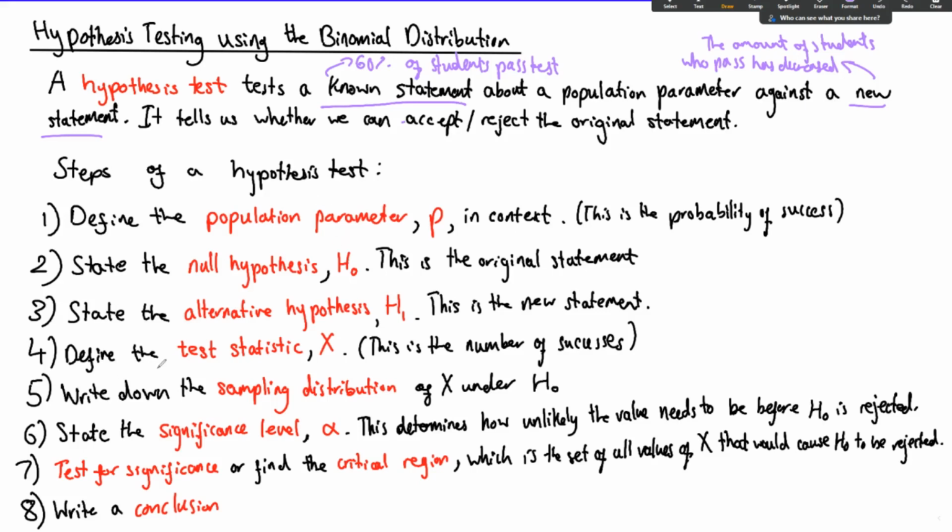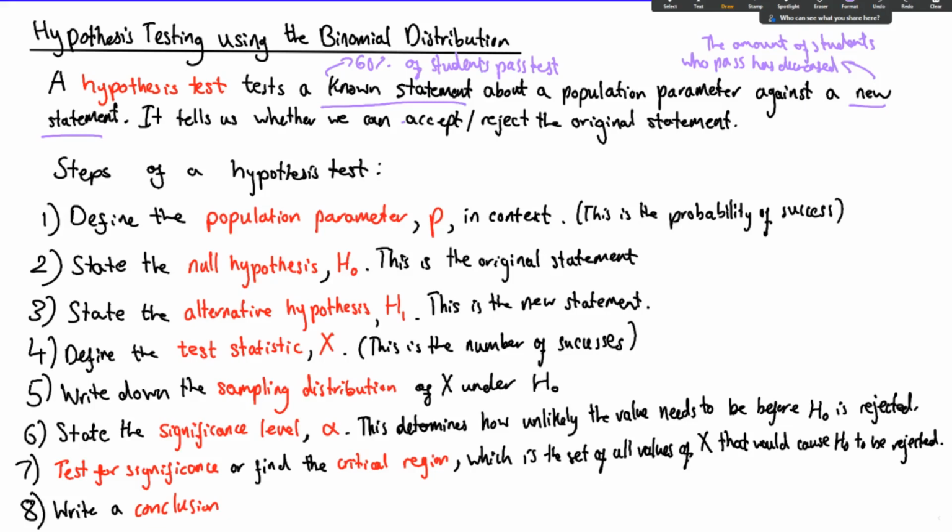And then you define a test statistic, which is the number of successes, and it's denoted by X. And this is kind of linked to the probability, because this is the probability of success, and this is the number of successes. And this is normally our random variable that we use. And then after that, we write down the sampling distribution of X under H0, which in this case, it'll be the binomial distribution. After that, we state the significance level, or alpha.